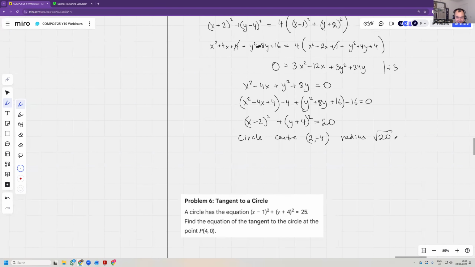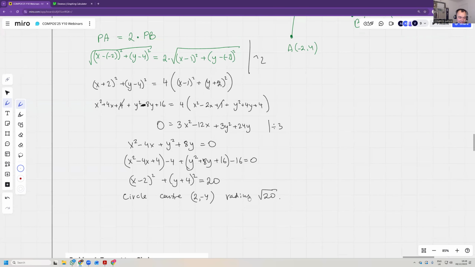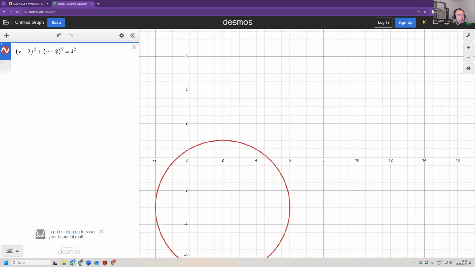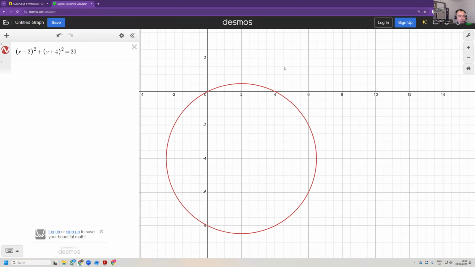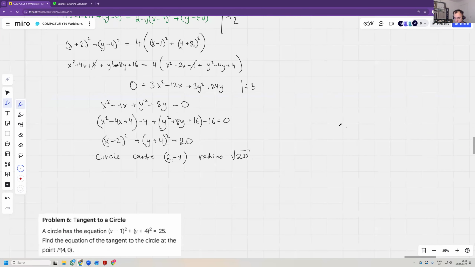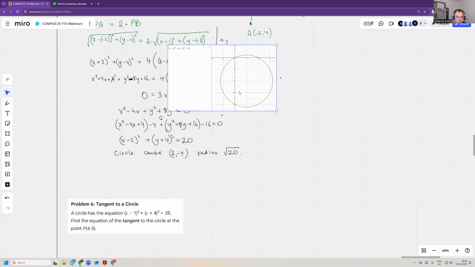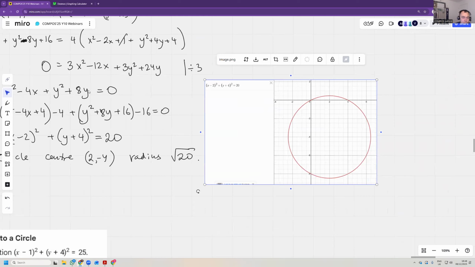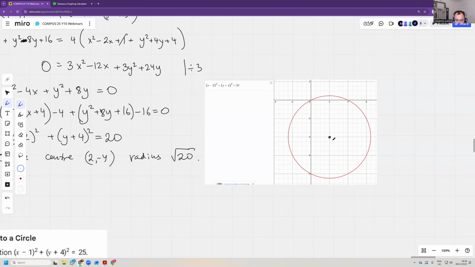How lovely is that? And let's see, that is x minus 2 squared plus y plus 4 squared equals 20. And so that's a circle. So that's a circle with center 2, -4, and the radius is square root of 20.